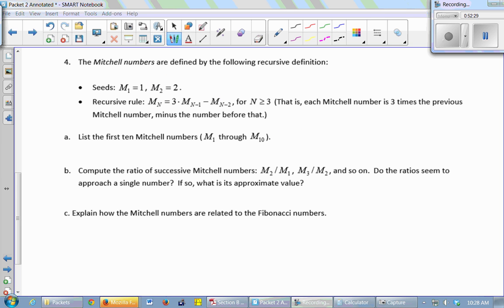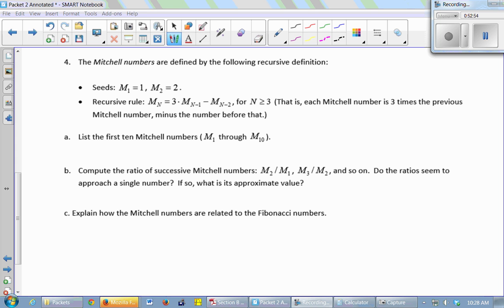All right, so the Mitchell numbers are not a sequence that we have talked about before, but you know how to read a formula, right? I told you that I wouldn't give you a sequence of numbers and ask you to come up with the formula, and I will not do that. But I could give you a formula and ask you to write the list of numbers. That's much easier than taking the list and going backwards to the formula.